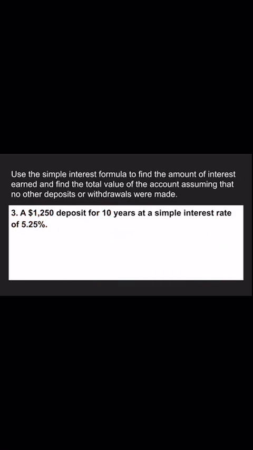One more problem. Once again, here's our problem. $1,250 deposit for 10 years at a simple interest rate of 5.25%. Notice that this one has an even bigger interest rate. Okay, that's a big difference because the bigger the interest rate, the more money. If you're going to deposit and it has a big interest rate, that means you're getting more money. If you're borrowing money and there's a bigger interest rate, that means you're going to have to pay more money back.